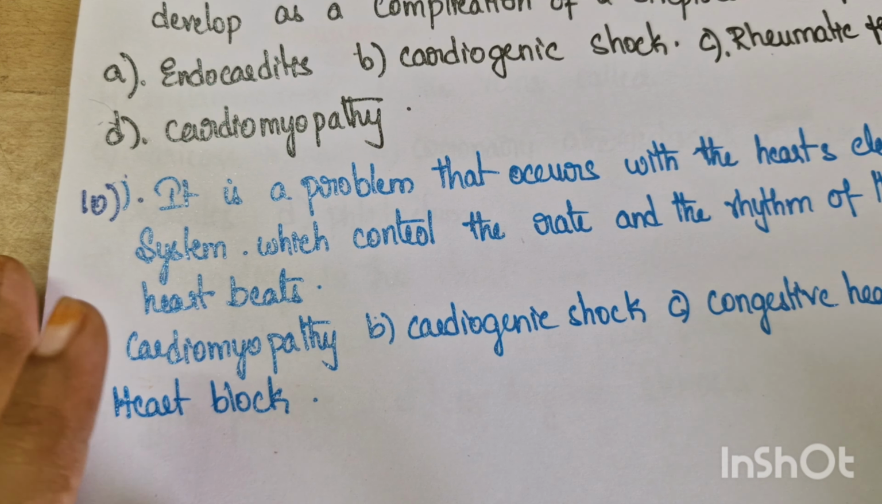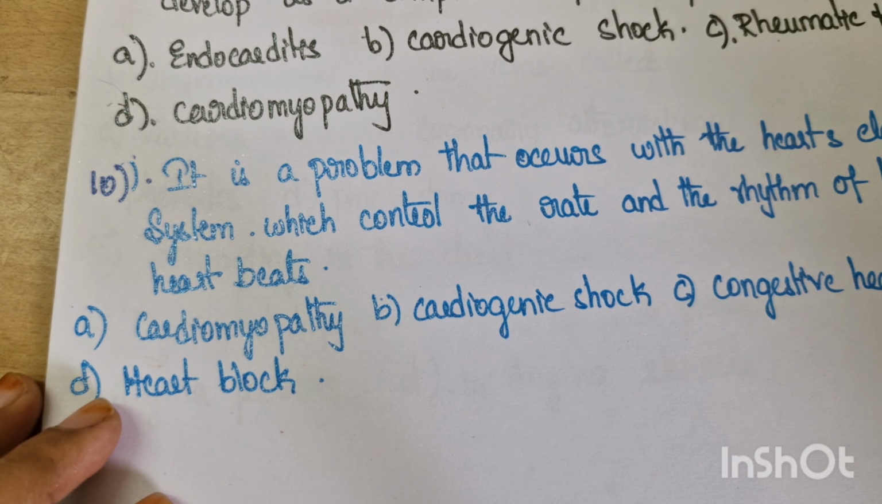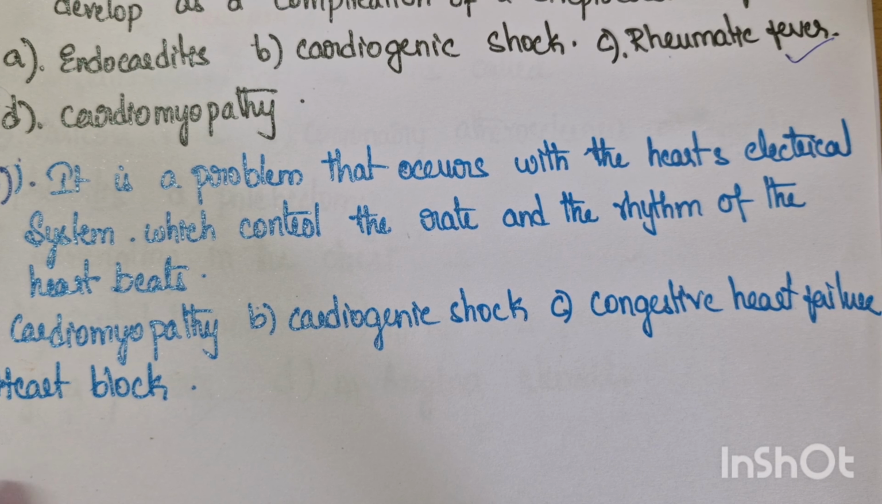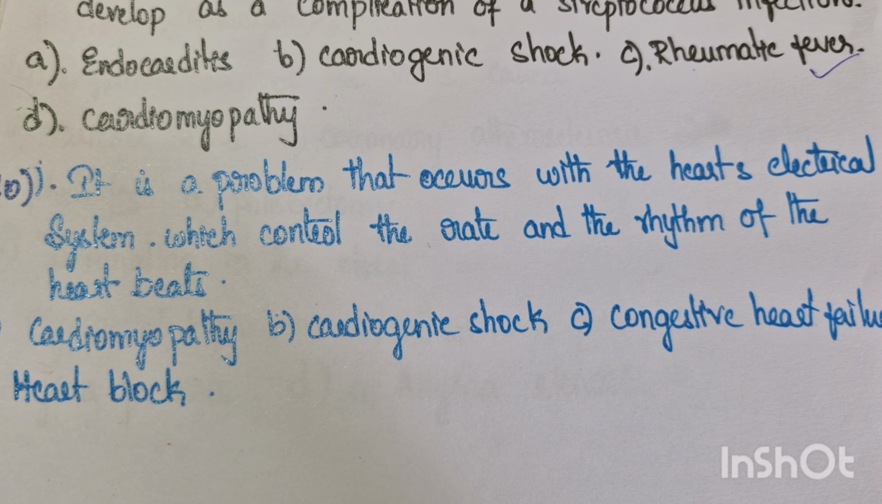Okay, so we are going out of the syllabus. Okay, come to the point. The next point is: it is the problem that occurs with the heart's electrical system. So where is the problem here? Heart's electrical system. What is the heart's electrical system? Which controls the rate and the rhythm of the heartbeat. Okay? So what will we call that condition? So, the problem that occurs with the heart's electrical system which controls the rate and rhythm of the heartbeat. They have given the options: cardiomyopathy, cardiogenic shock, congestive heart failure, heart block.